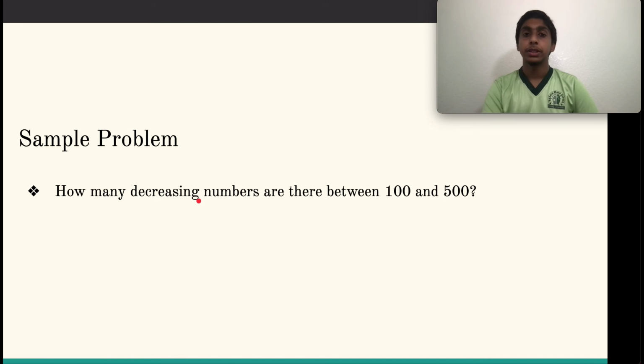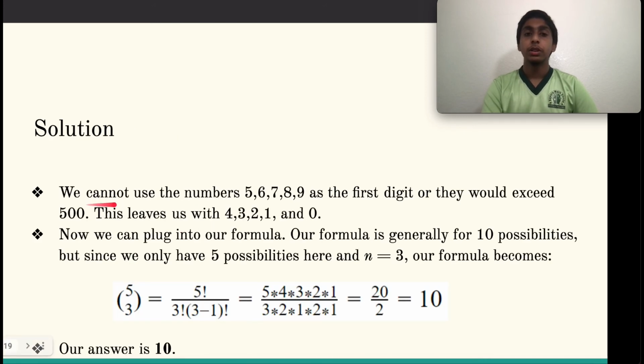Okay, so hopefully you paused the video and solved this problem. Let's go over the answer. We cannot use the numbers 5, 6, 7, 8, or 9 as the first digit, right? Because then it would be over 500. So this leaves us with only 4, 3, 2, 1, or 0 as our possible digits in the 3-digit numbers that we're going to find.